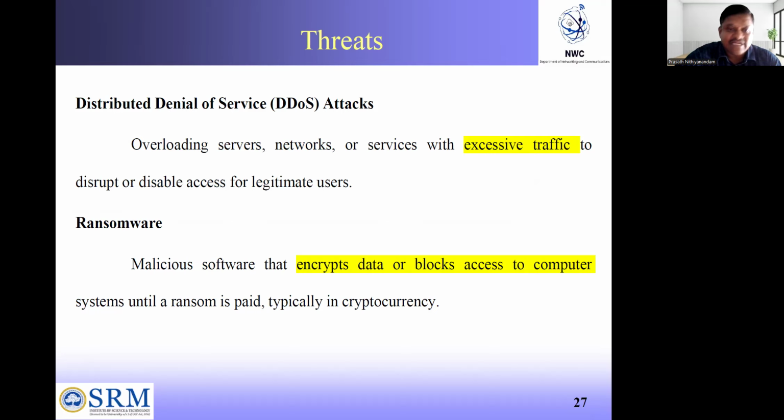The next attack is ransomware. It is malicious software that encrypts data or blocks access to a computer system until a ransom is paid, typically in cryptocurrency. As an example, a hospital's patient records are encrypted by ransomware and the attackers demand payment to restore access.